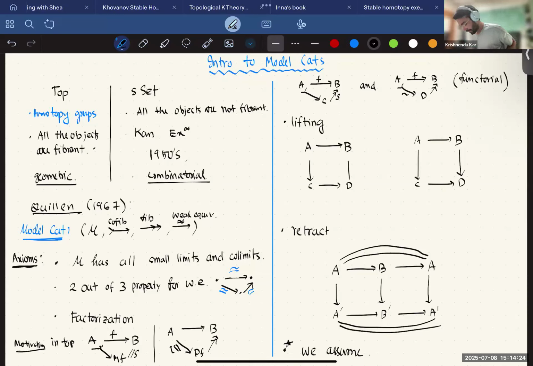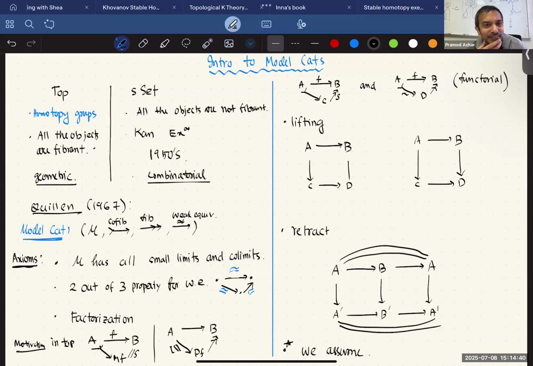Cool. And yeah, then let's move on to the next property that we need. That is your lifting property. So maybe we could pause on that a moment.